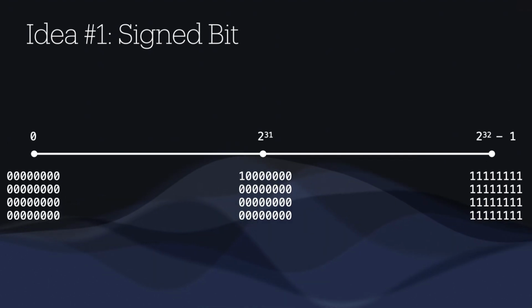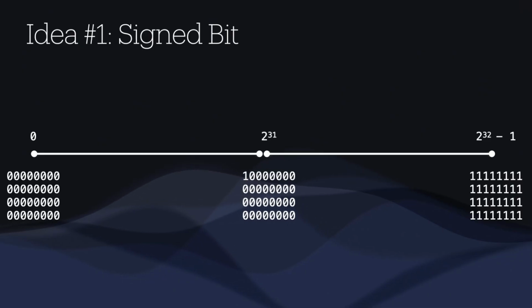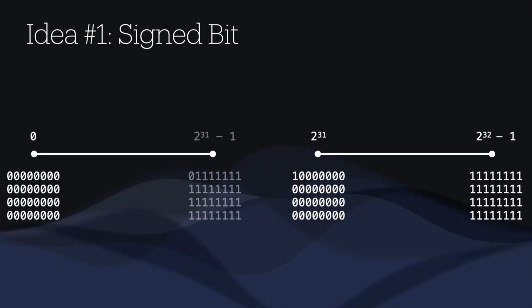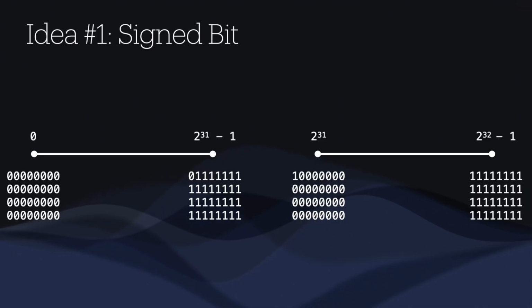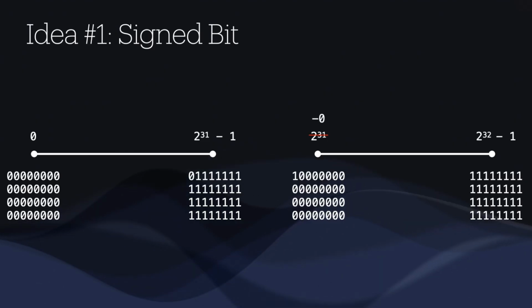To show how using a signed bit will change the number line, let's first split the number line in half. All the numbers that start with 0 are on the left side of the number line, and all of the numbers that start with 1 are on the right side. Since 2 to the power of 31 was originally written as 1 followed by 31 zeros, this is now actually going to be equal to -0, since the 31 bits after the first bit are all 0.